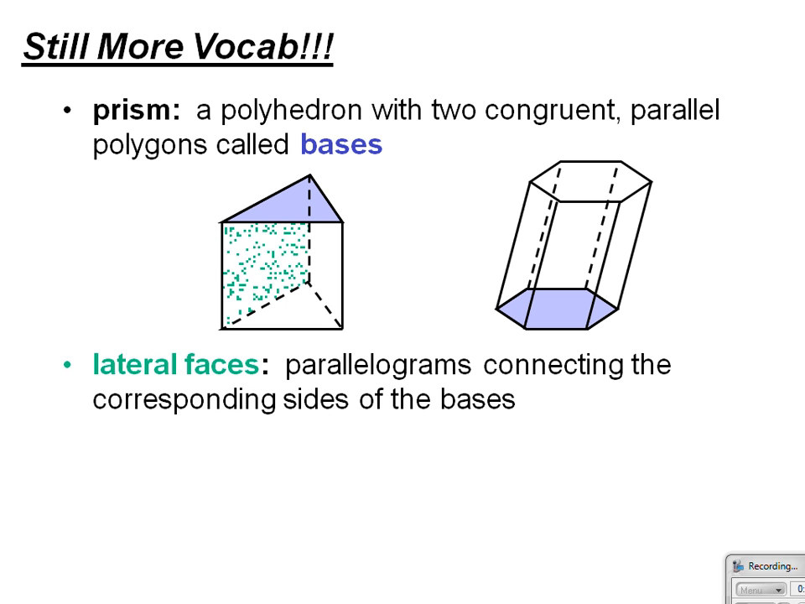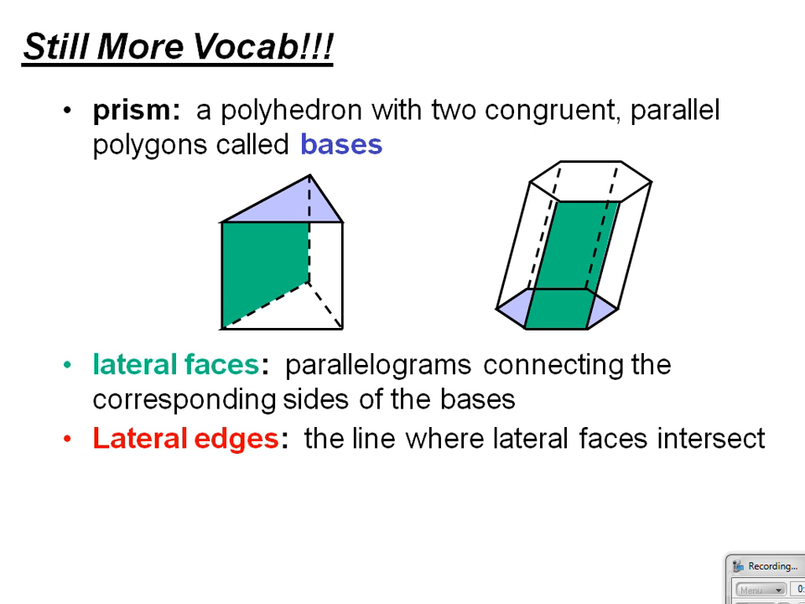Now, in prisms, we have parts. One part are lateral faces. Lateral faces are the parallelograms connecting the corresponding sides of the bases. There are also lateral edges, which are the lines where the lateral faces intersect.